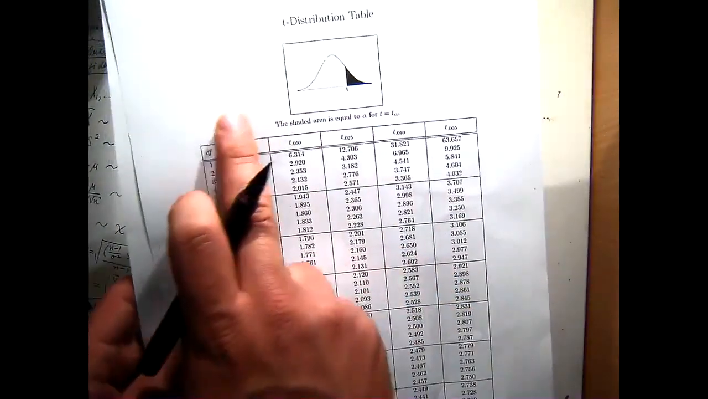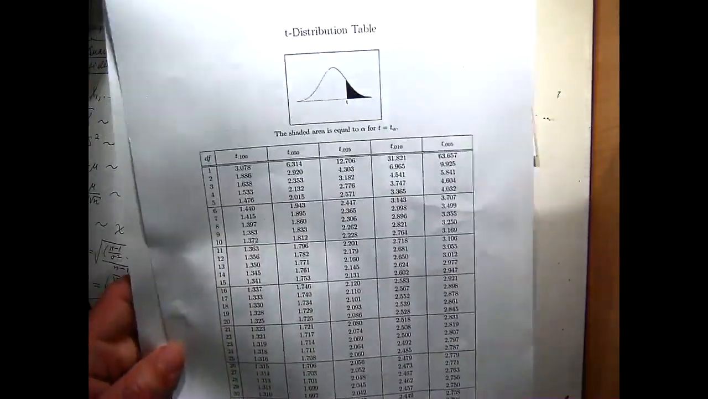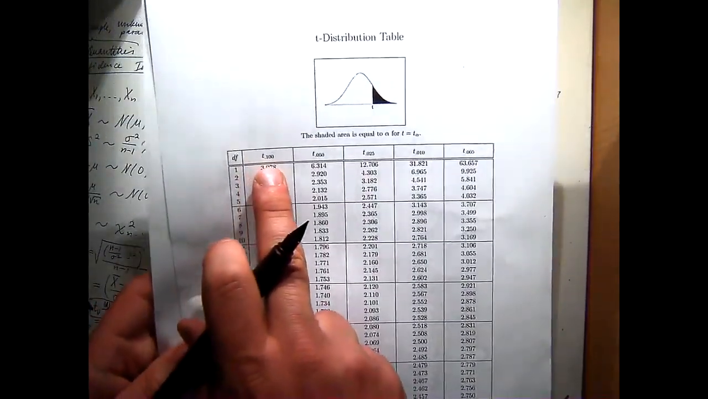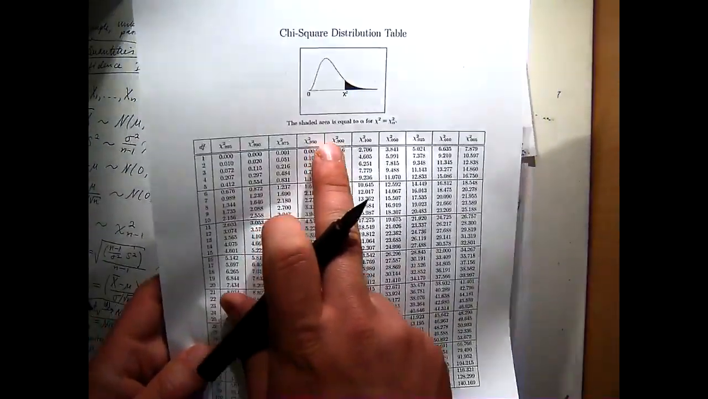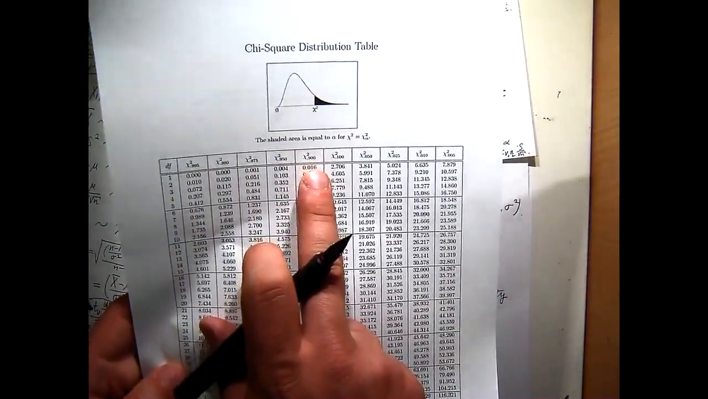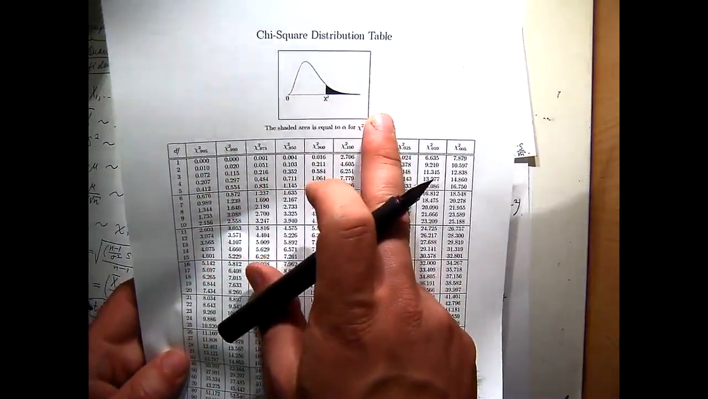Okay, there's no need to give you the ones on the left-hand side because it's a symmetric curve. So if you wanted t.90, you take the negative of t.10. Now it's different for chi-squared. They're still in this table using the convention that we represent the area that's to the right of it. So chi-squared 0.005 is right out in the right tail of the chi-squared.